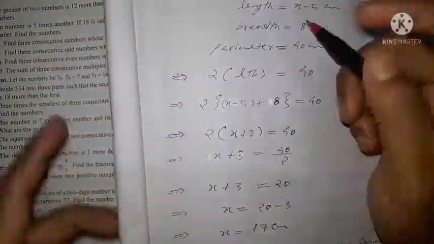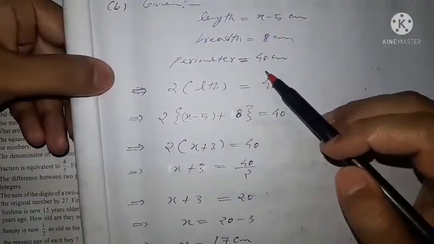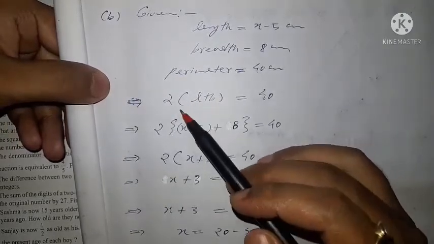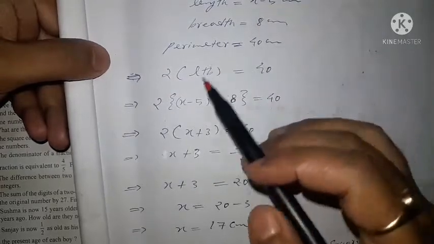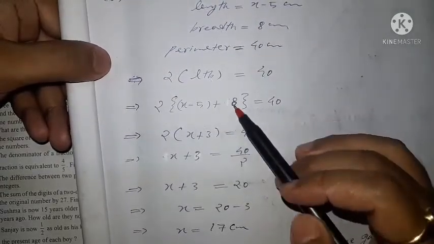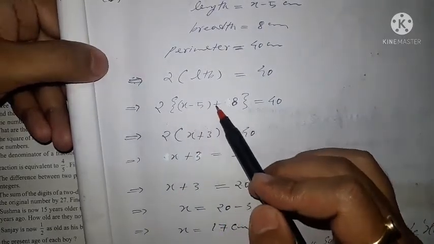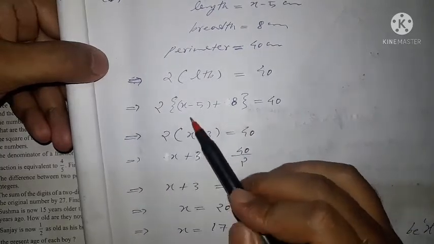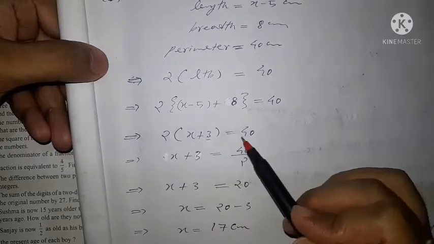So question number B, the length is x minus 8 and the breadth is 8 and the perimeter is 40 centimeter. We know the formula for the perimeter of a rectangle, that is 2 into length plus breadth is equal to 40. If we substitute the value of length, that is x minus 8, and the value of breadth is 8, which is already given, then x minus 5 plus 8, that means we can write 3. Inside the bracket it becomes x plus 3. So 2 into x plus 3 is equal to 40.